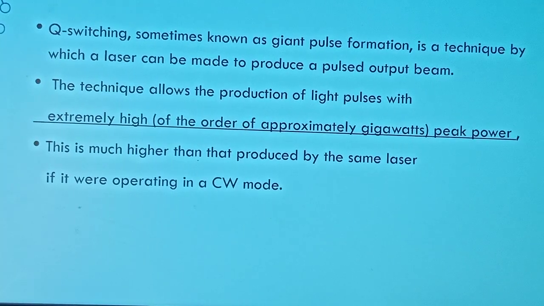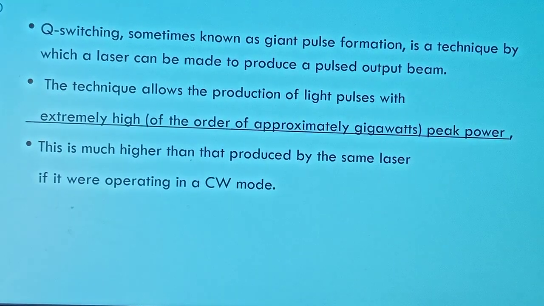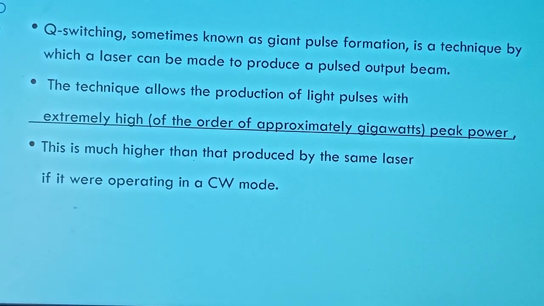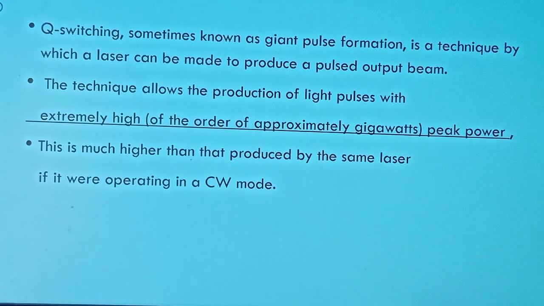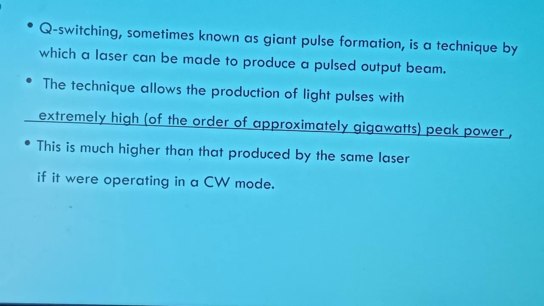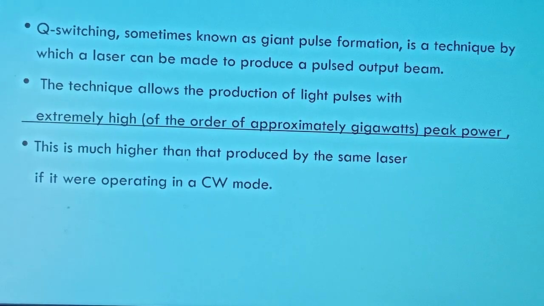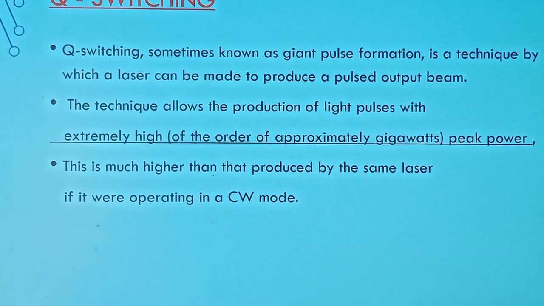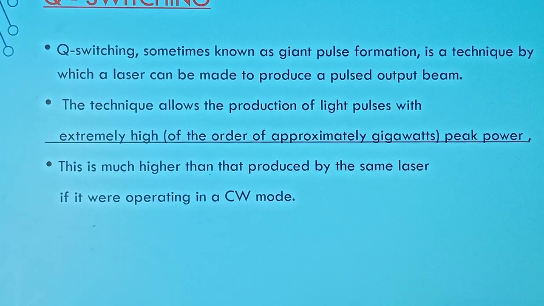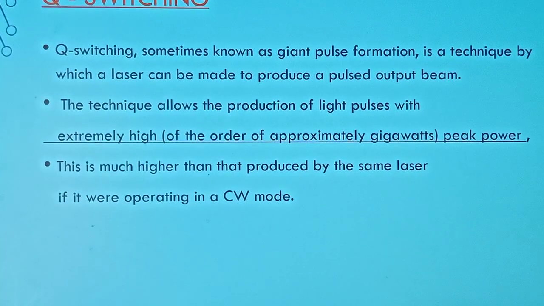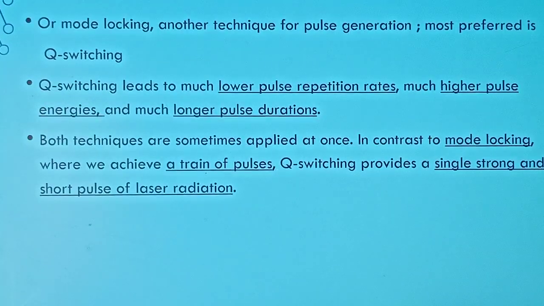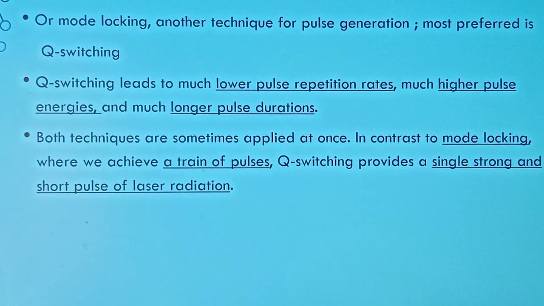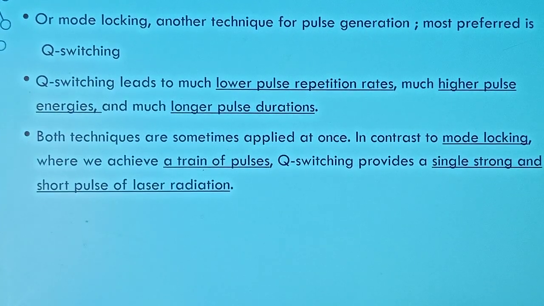The next modulation method is phase switching. Phase switching is also called a method by which giant pulse formation can be achieved. So here, extremely high power single pulse can be obtained. It has such a high power when compared to the continuous wave mode or the mode locking method. This Q switching is always preferred.